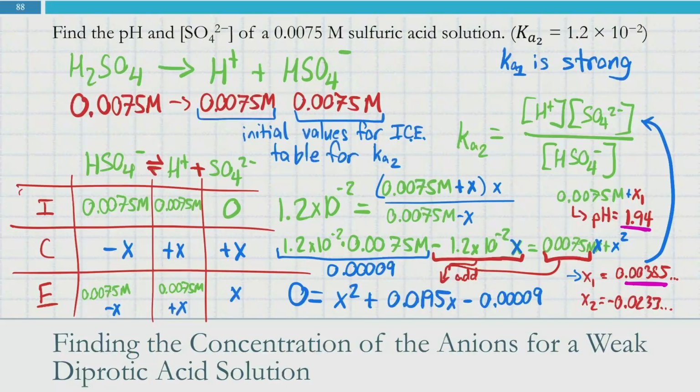Questions? Is it always going to be the positive value of the x one? Has to be the positive value, yeah. And the logical reason for that, right, our equilibrium value for our sulfate concentration, one of our products, is going to be equal to x. So we can't have a negative concentration, so it has to be the positive one.